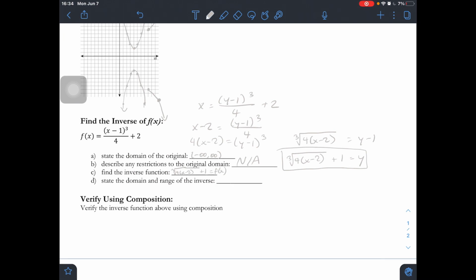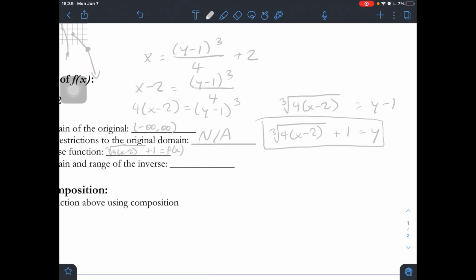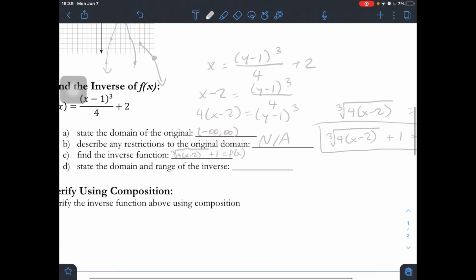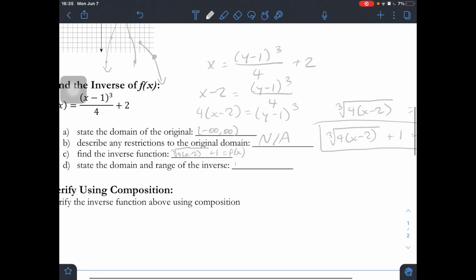The domain and range of the inverse. Once again, since cube roots allow for any number to be in the range and the domain, it's not like square roots or fourth roots, because if you take the cube root of a negative number, you can get a negative number. So the domain and range are both all real numbers.